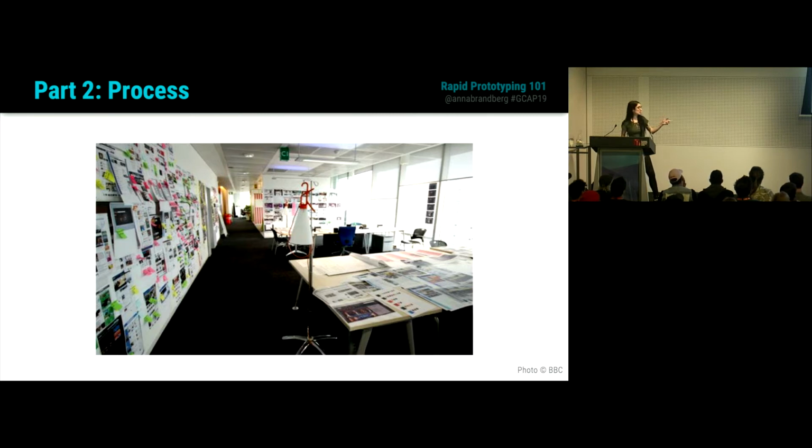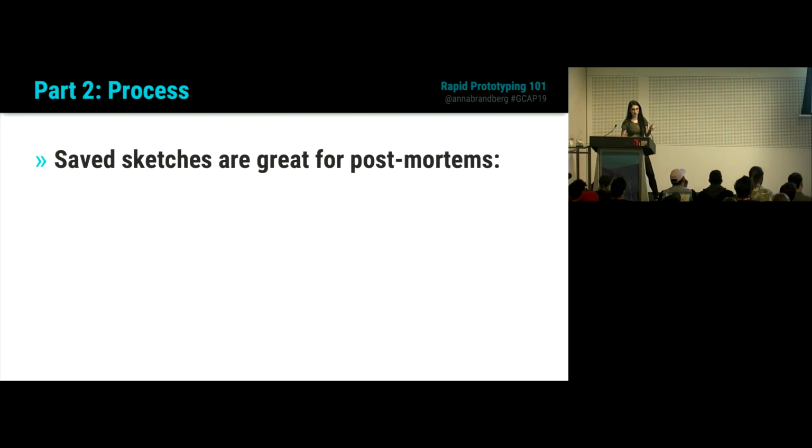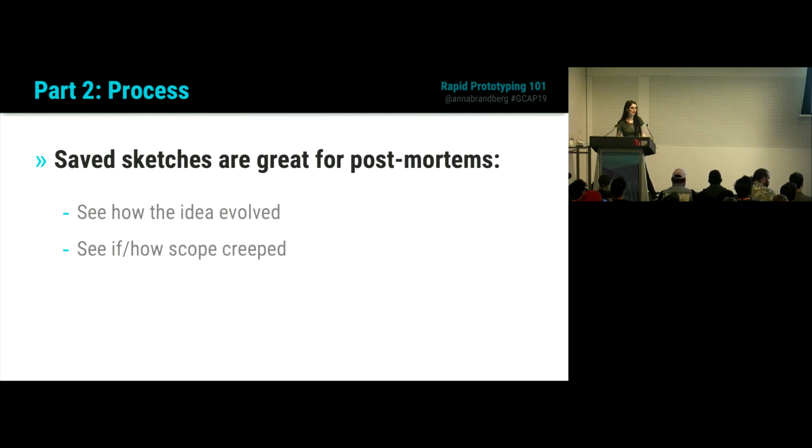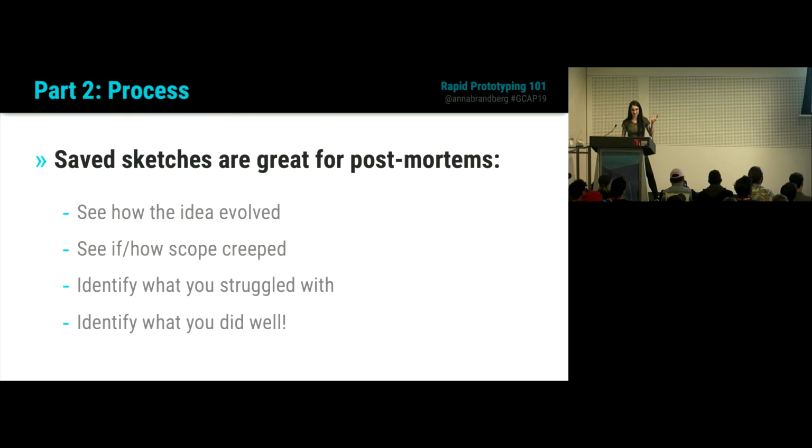So digitalize them, because we're all going to be throwing these papers away. So keep digital copies of these. It's really good for archiving, but also it's really good for postmortems. And that lets you see how the ideas evolved, how much scope has inevitably creeped, identify what you struggled with, and identify what you did well. Maybe you didn't have to pivot. Maybe you did such a good sketching process that you nailed it straight away in the early thing and you just had a cruisy dev process.